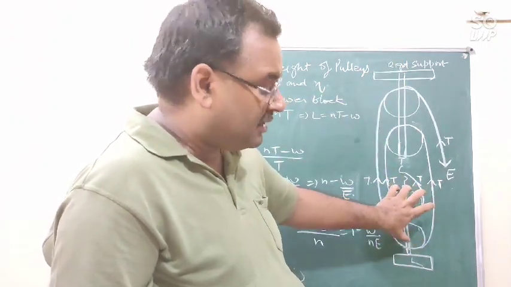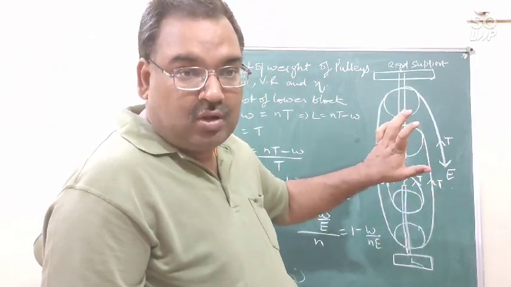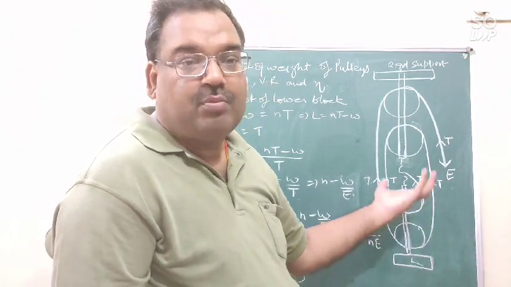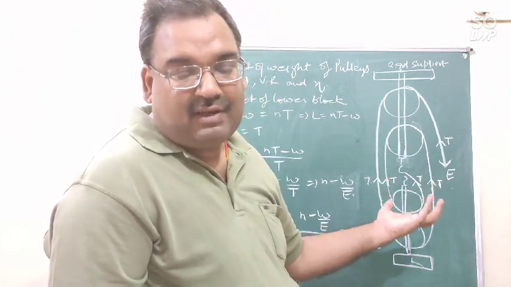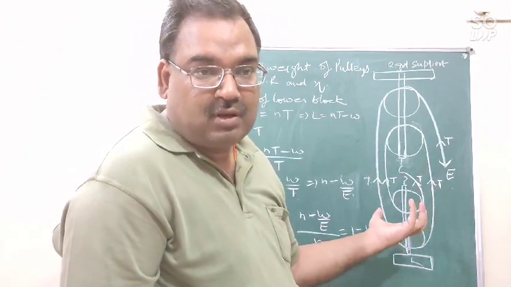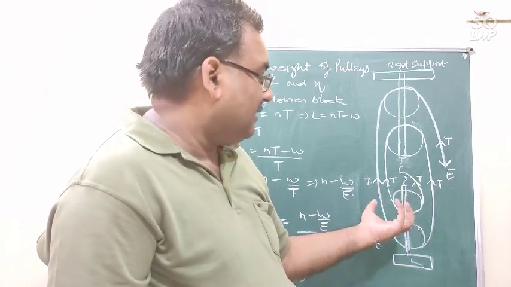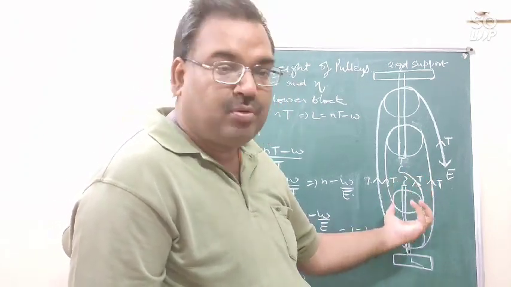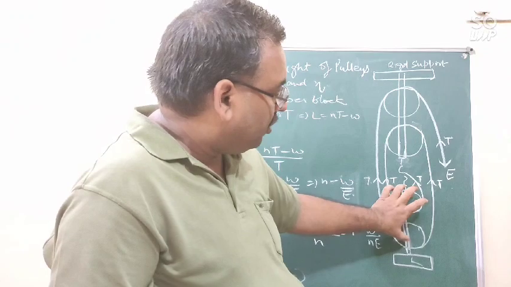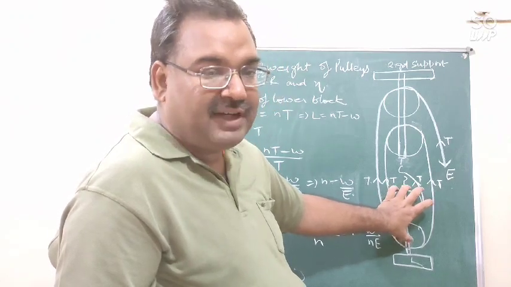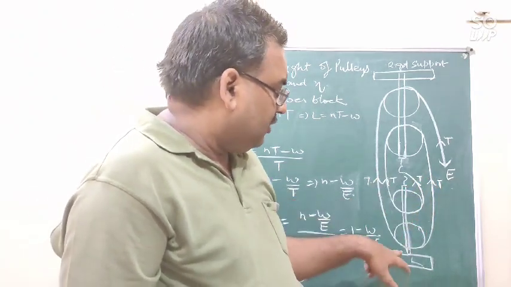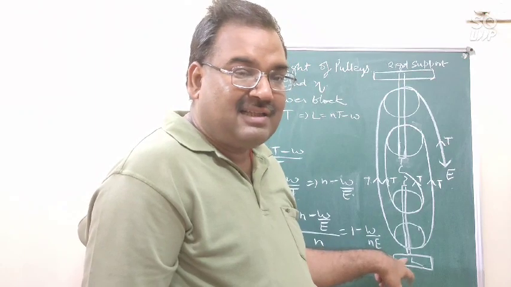But the lower block is completely hanging over the tackle. So when we are lifting the load, we are also lifting the weight of the lower block, isn't it? So that will affect the efficiency of the machine and also the mechanical advantage of this block and tackle system. So let us consider that the weight of the lower block is equal to W. We have taken this lower movable block's weight as W, and the load that is hanging is L.